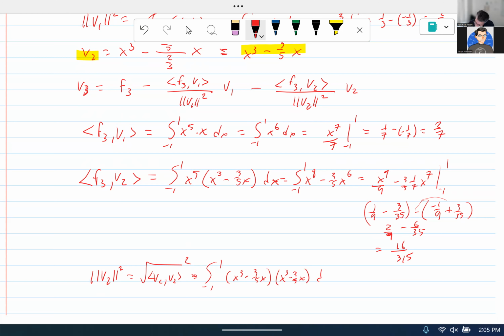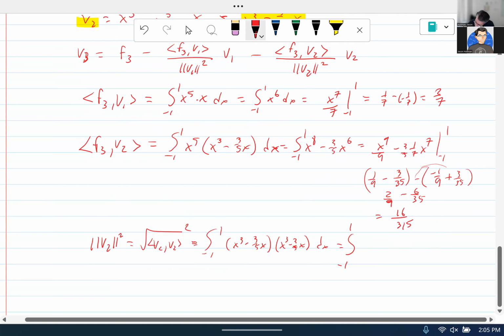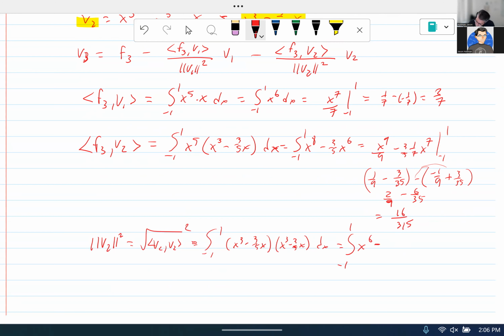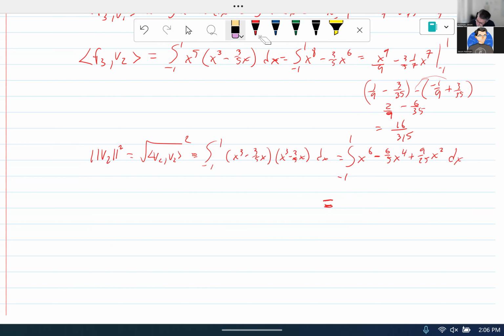Right, so that dx is going to be equal to the integral from -1 to 1 of x to the 6th minus 6/5 x to the 4th, plus 9/25 x squared dx. Okay, so this is going to be equal to the integral from -1 to 1 of, oh, let's do the integration, sorry.